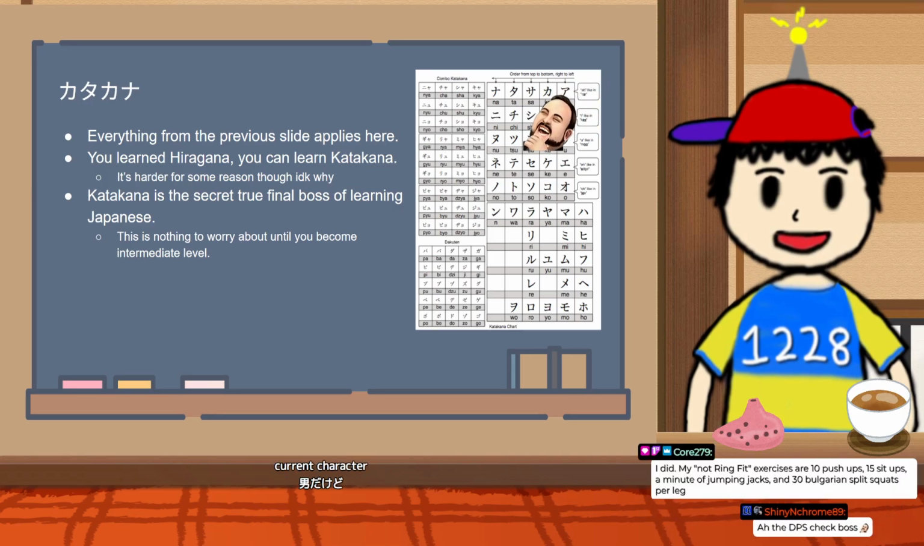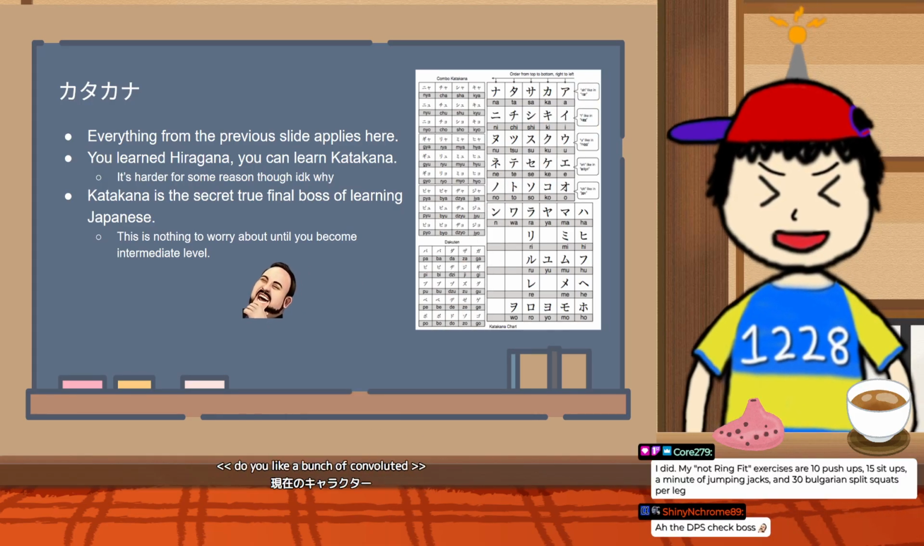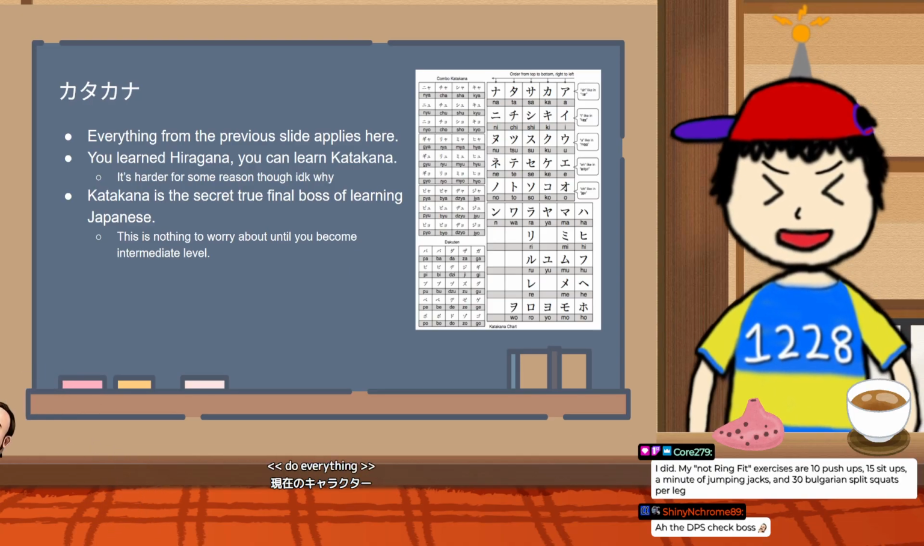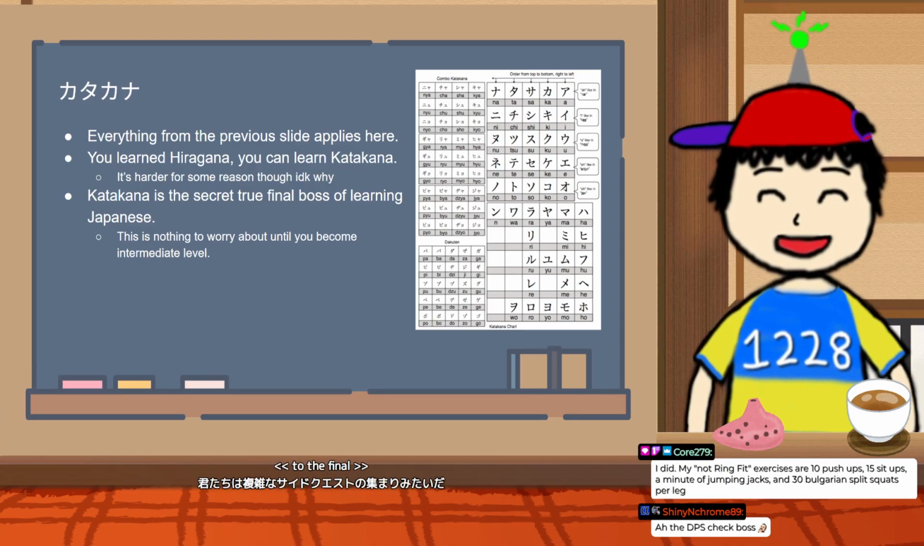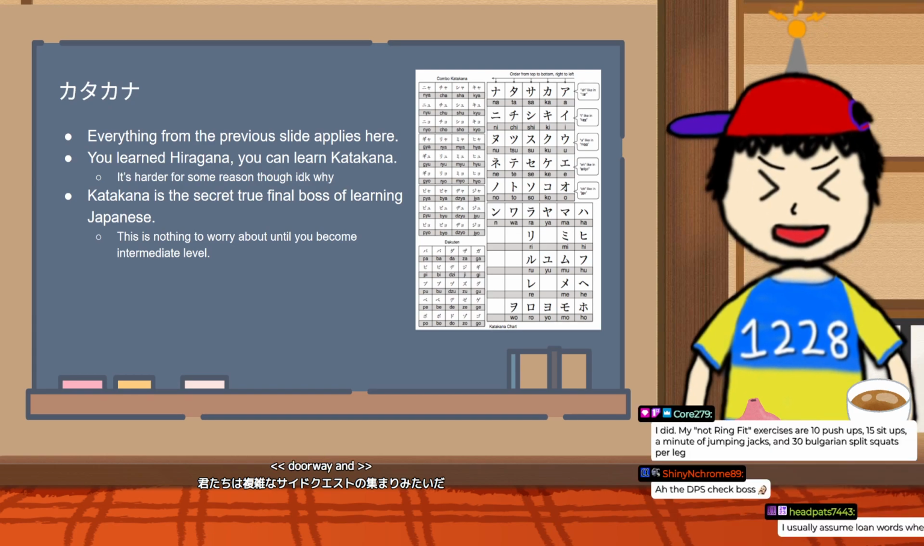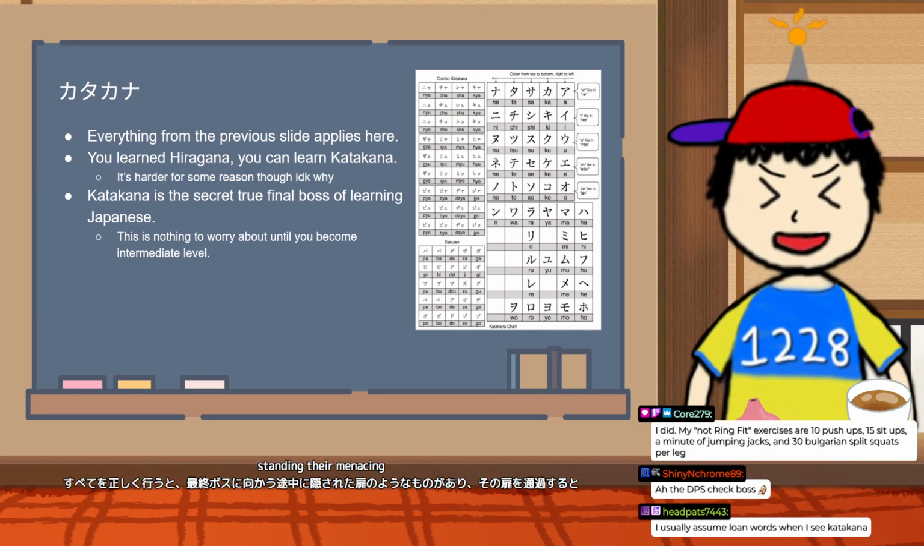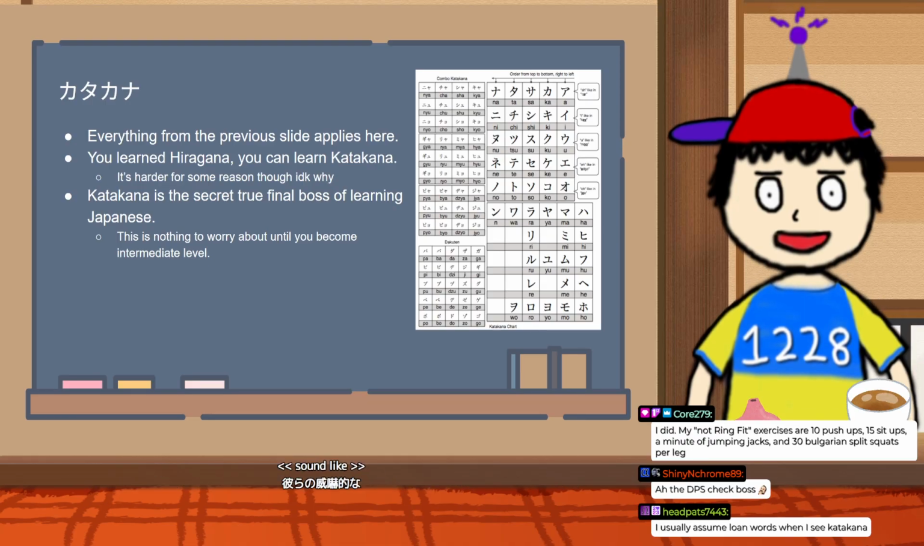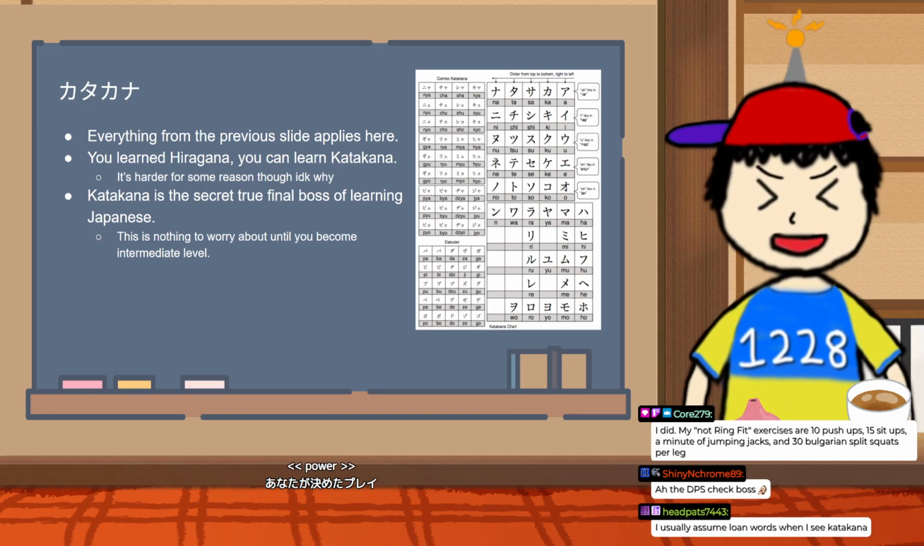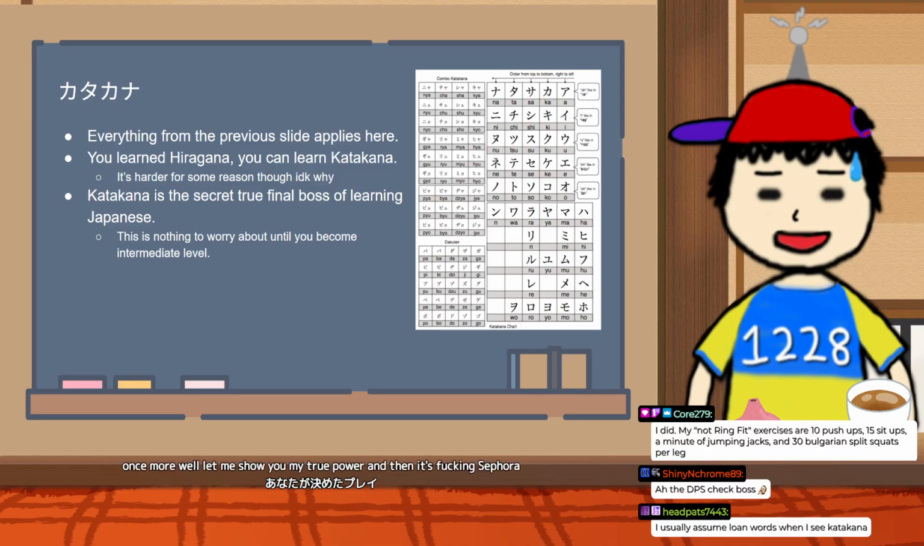But then if you go through a bunch of convoluted side quests and you do everything right, as you're heading to the final boss, there's a hidden doorway. And if you go through that doorway, you see Katakana standing there menacingly. And he's all like, oh ho ho! So you've decided to challenge me once more! Well, let me show you my true power! And then it's Sephiroth or some shit. I don't know.